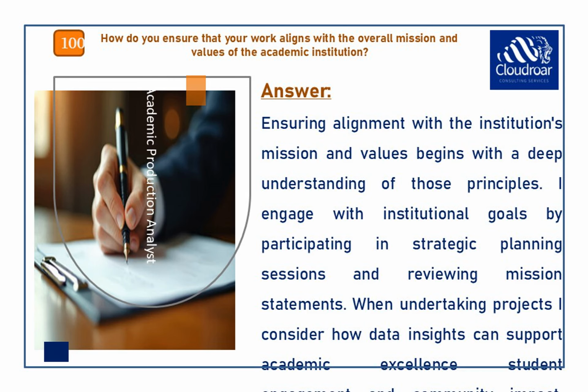Question 100. How do you ensure that your work aligns with the overall mission and values of the academic institution? Ensuring alignment with the institution's mission and values begins with a deep understanding of those principles. I engage with institutional goals by participating in strategic planning sessions and reviewing mission statements. When undertaking projects, I consider how data insights can support academic excellence, student engagement, and community impact.